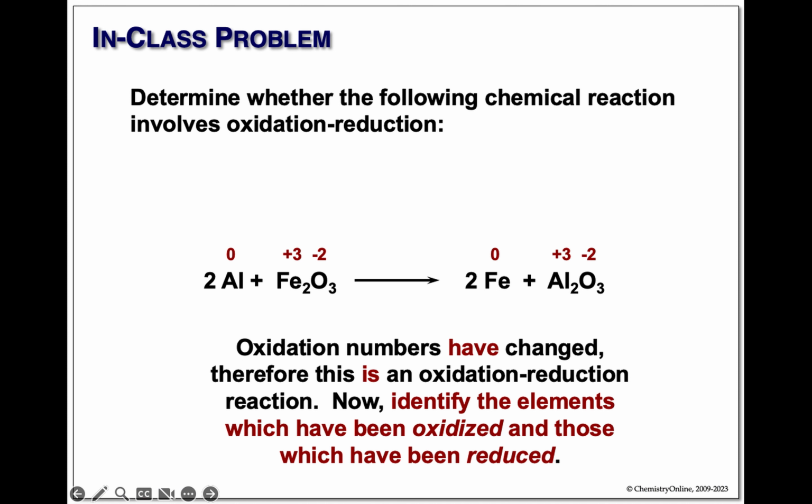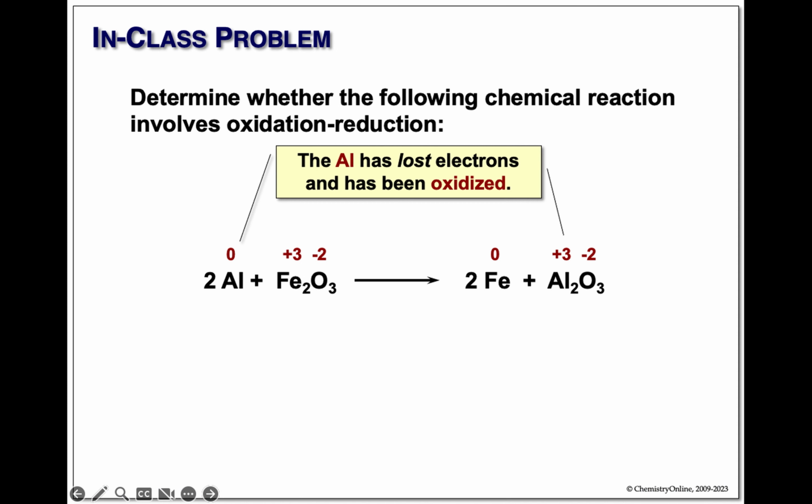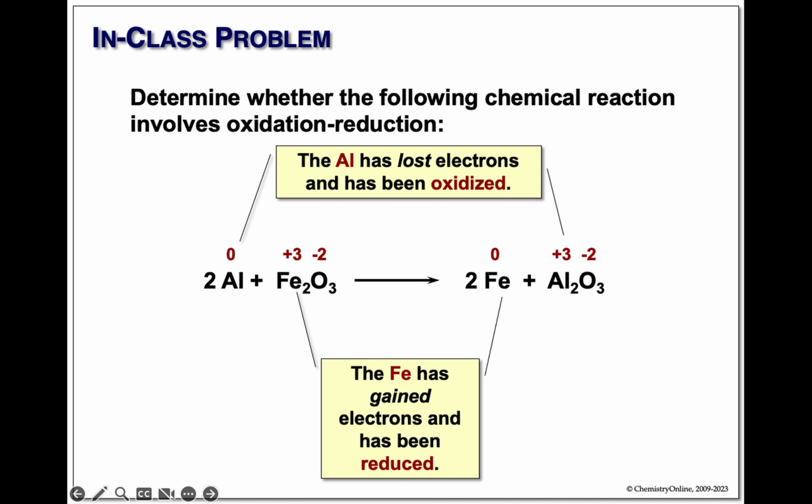Which element has been oxidized? Which element has been reduced? Which element has lost electrons? In order to go from 0 to a plus number, you have to lose electrons. Aluminum is oxidized, iron goes down, it has been reduced. This has lost electrons, this has gained electrons.